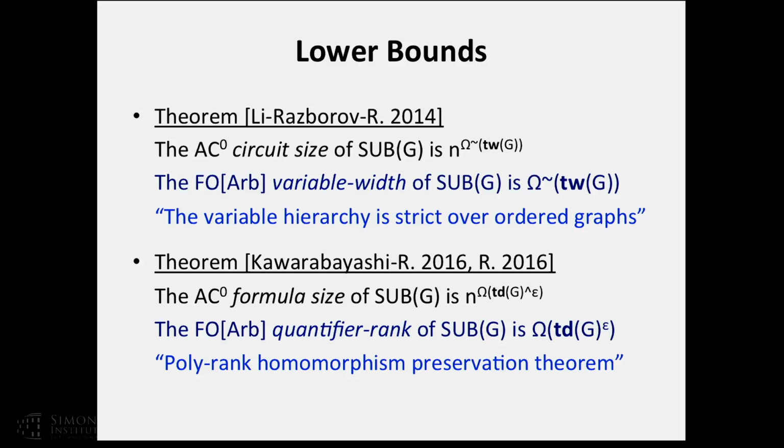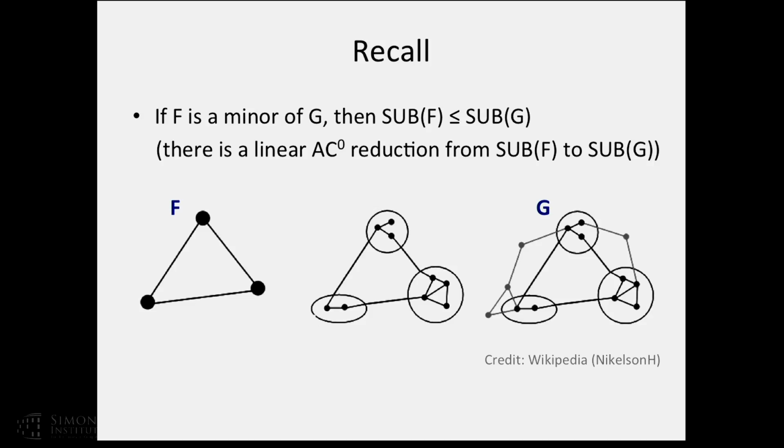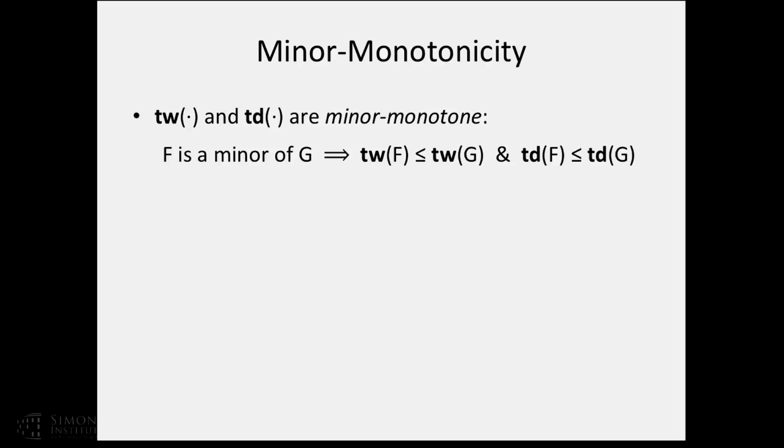So the other ingredient which goes into this result is a new result in graph minor theory. So recall that the complexity of the subgraph isomorphism problem is minor monotone. So if F is a minor of G, then there's a reduction from sub F to sub G. These two important parameters, tree width and tree depth, are both minor monotone also. So if F is a minor of G, then the tree width of F is at most the tree width of G, and similarly with tree depth.